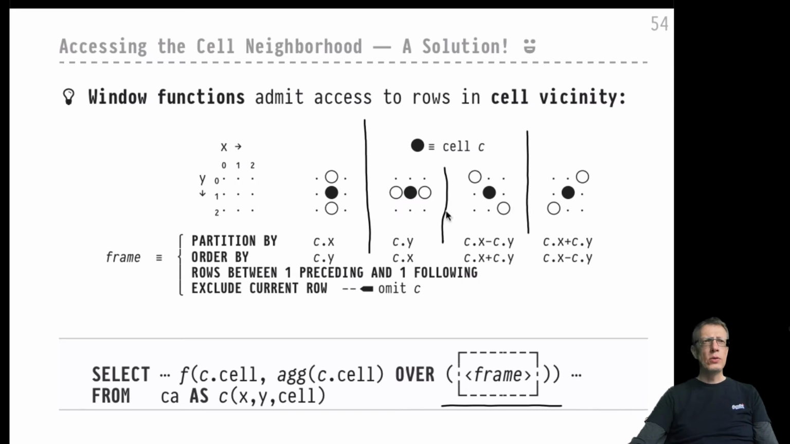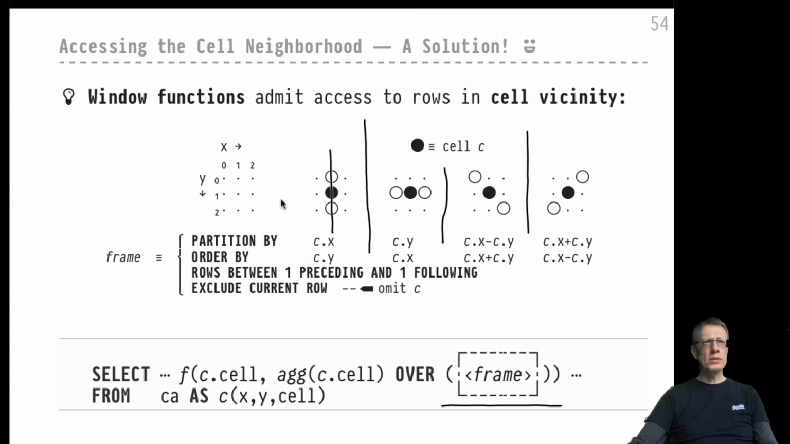Okay. So if the black cell again is our current cell C, to access the immediate neighborhood below and above C, we could use this particular window frame to do just that. Well, we would partition all the cells in the grid by the x coordinates, which would define, of course, this vertical stripe around our cell C. Okay. We would then order the cells on this stripe by CY.